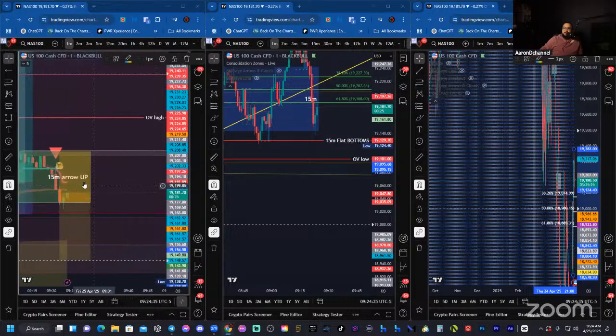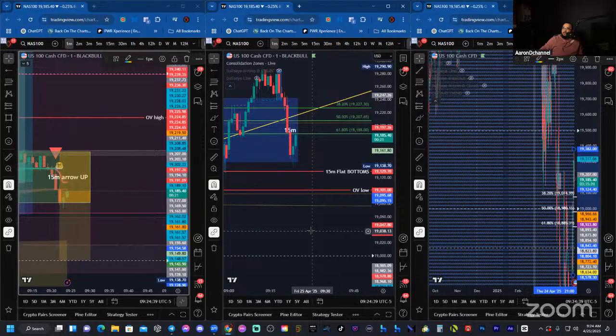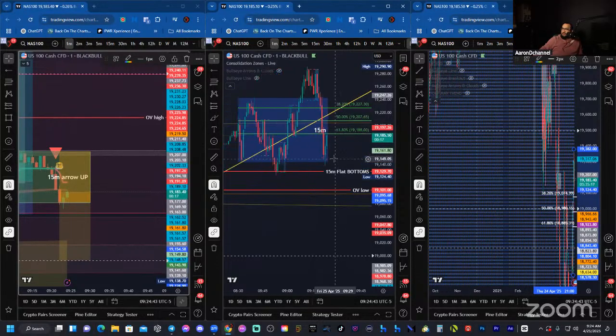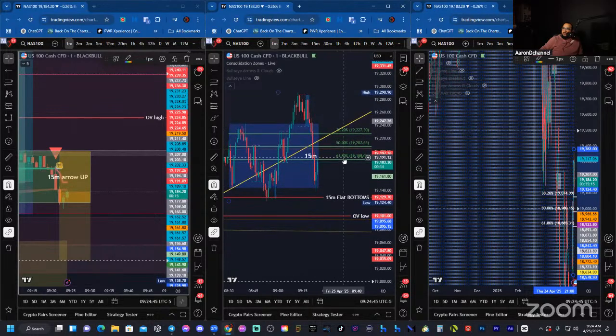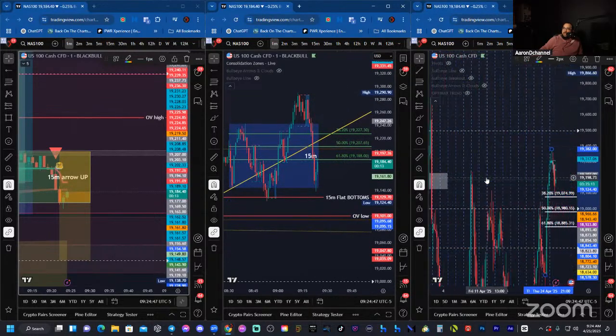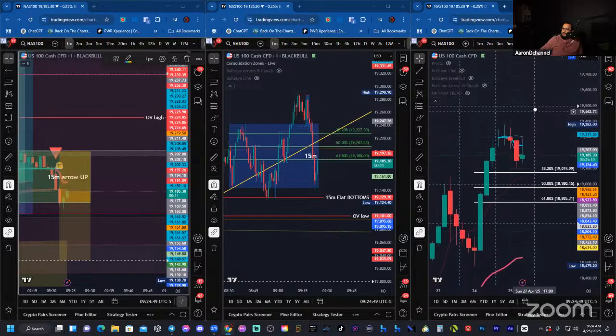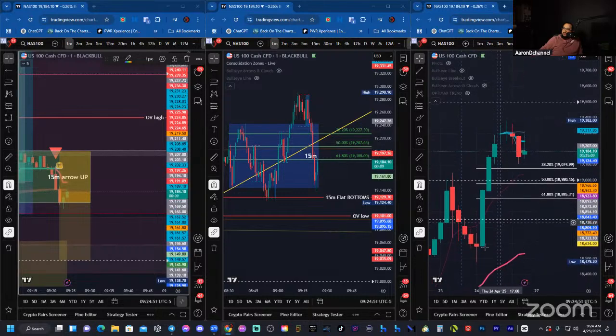We got some gaps up here that may want to fill and then retrace. Got these IB high and low fib levels here. Yeah, so I'm going to say that is actually IB high and low right there. And we still have these fib levels here from yesterday's push up to overnight high. Let's see what happens.